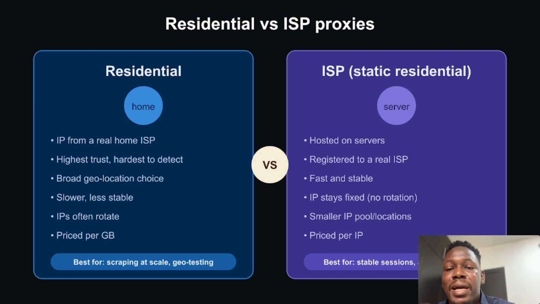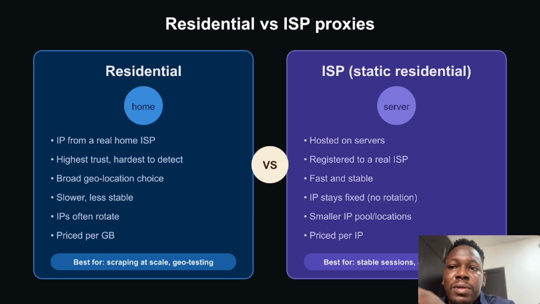Then there is ISP. ISP is a static proxy. It's hosted on servers and is registered under internet providers. That's a very good trust. It has a very good trust and bandwidth. The speed is better, but they are different. So I'm going to talk about the difference between both of them.